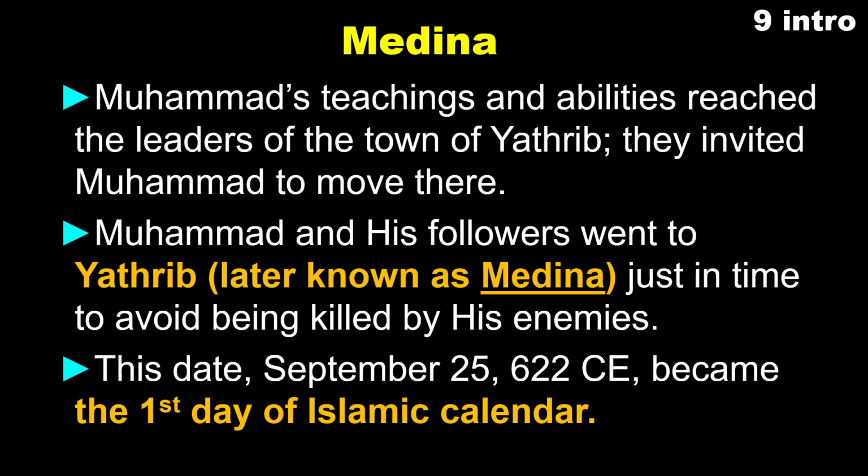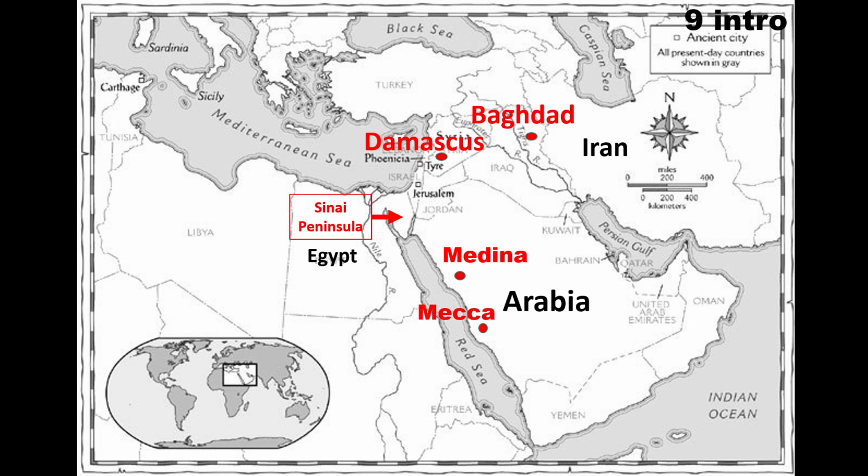The date of his flight from Mecca to Medina was September 25th, 622 Common Era. This became the first day of the first year of the Islamic calendar. Here you can see again the location of Mecca in respect to Yathrib, now known as Medina, to the north of Mecca, a distance of about 275 miles.